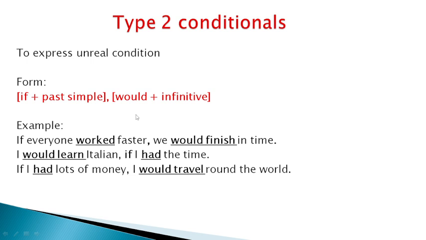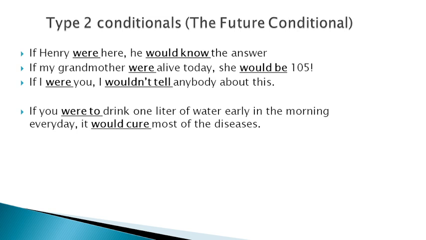In addition to unreal conditions in the past, we can use type 2 conditionals in the future meaning, or future conditionals. Now look at it. If Henry were here, he would know the answer. Suppose you are discussing a problem with your friends, and then one is missing. At that time you can use it: If he were here, he would know the answer.